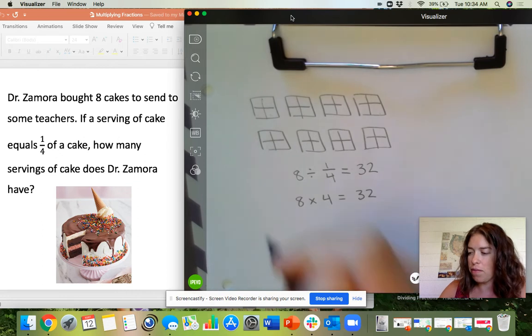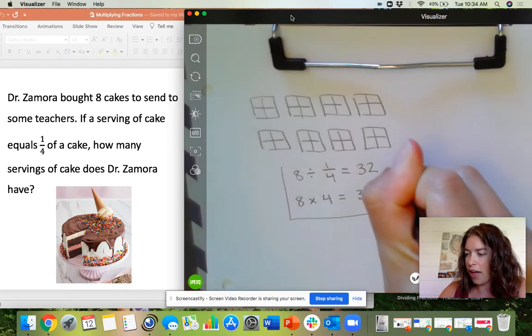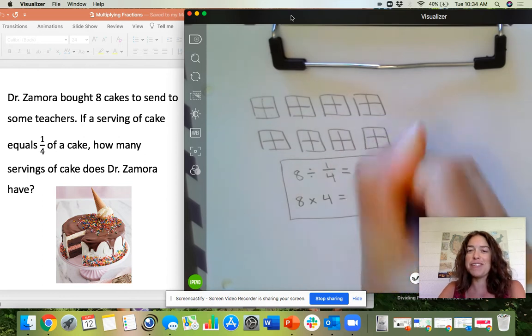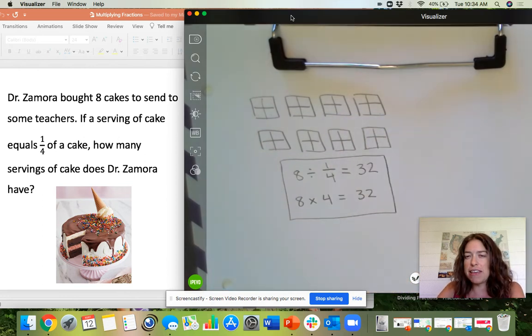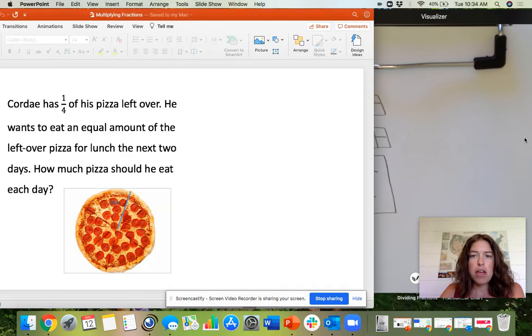Let's take a look at one more. See if you can start to figure out, well, how could we divide these fractions without even having to draw a model? So yesterday we also looked at the story about Corday. We know Corday, our big pizza winner, a couple of weeks ago. Now he only had a fourth of his pizza left. He'd eaten the rest. And then he wanted to eat that leftover pizza, the leftover 1/4 pizza, over the next 2 days. And we were trying to figure out how much pizza he should eat each day.